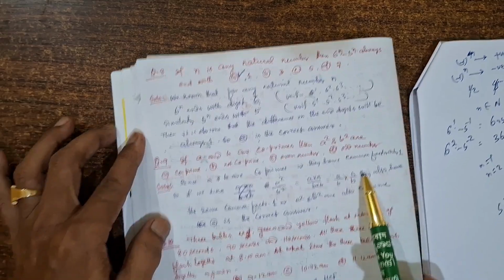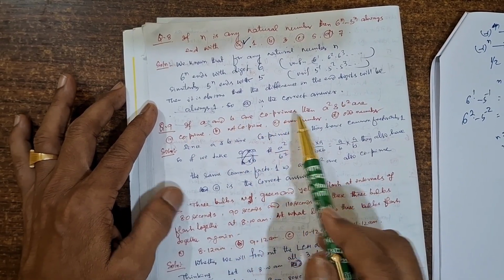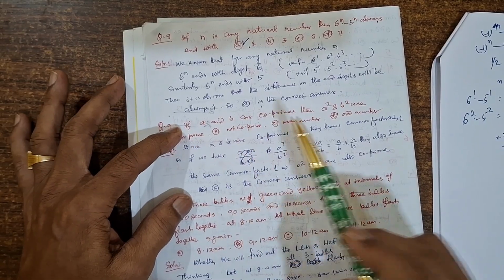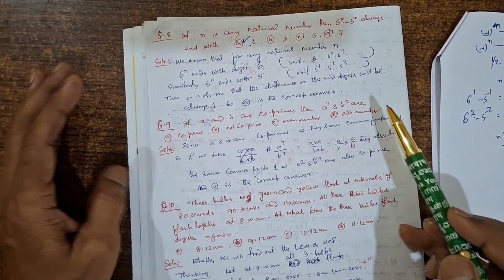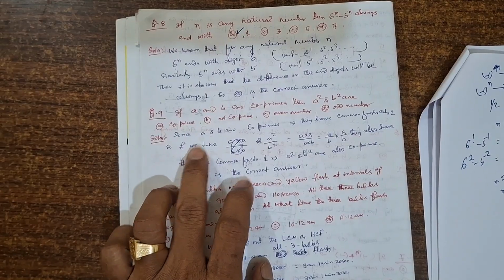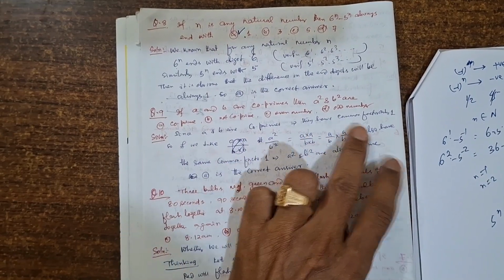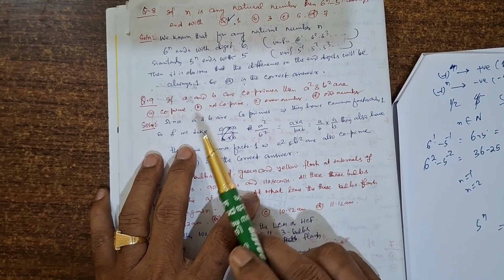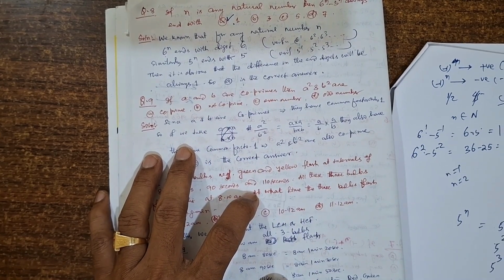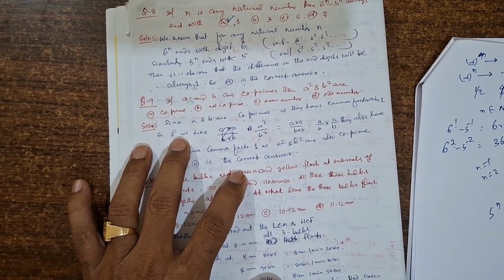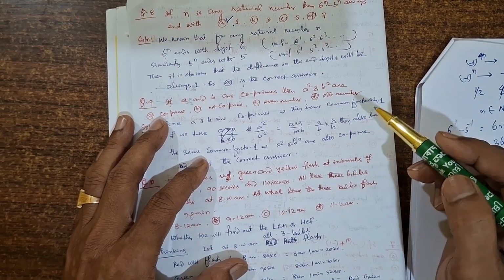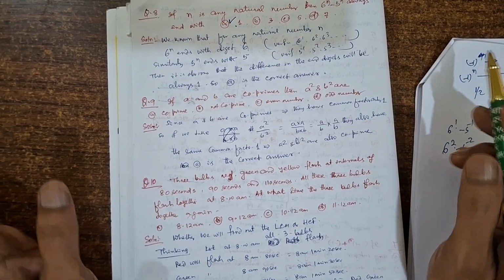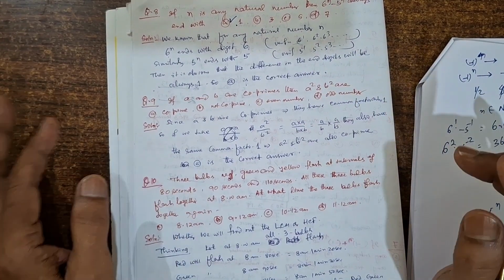Question number 9. If a and b are co-primes, then a square and b square are co-primes, not co-primes, even number, odd number. Solution. Since a and b are co-primes, they have common factor only 1. I have also told this previously during the proof that root 2 is an irrational number. What is the meaning of co-primes? It is in their lowest form, the highest common factor is 1 only. It means they have no common factor at all.